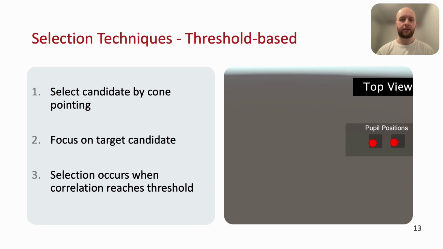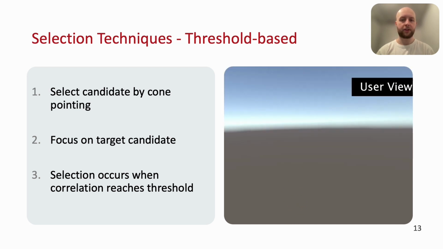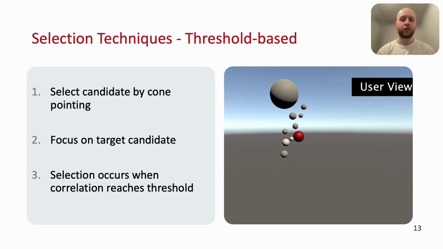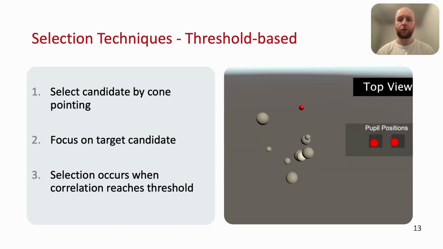So the first technique is a threshold-based variant of the Vergence matching, which for the user works similarly to a typical gaze fixation dwell technique. However, users simply focus on the moving target until a correlation threshold is reached, which then triggers a selection.